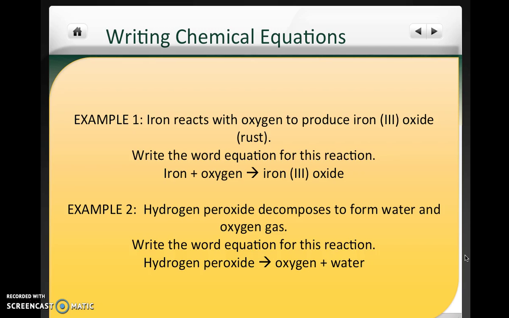And again, you can write these in any order, your reactants if you have more than one, and products if you have more than one of those as well.